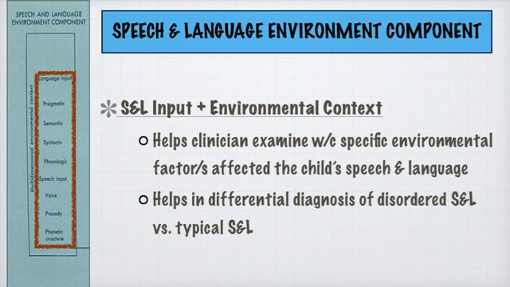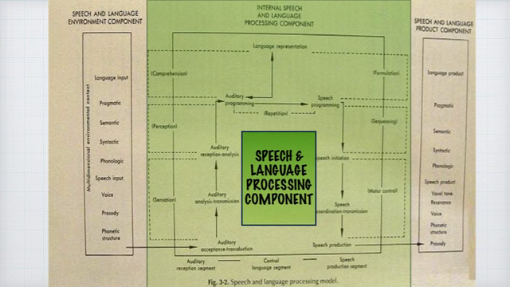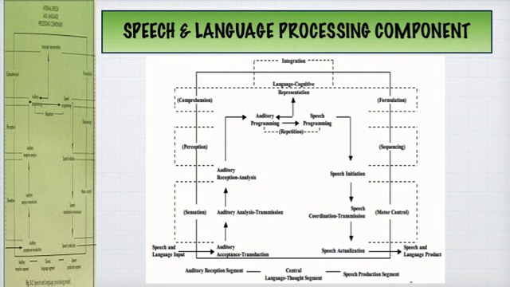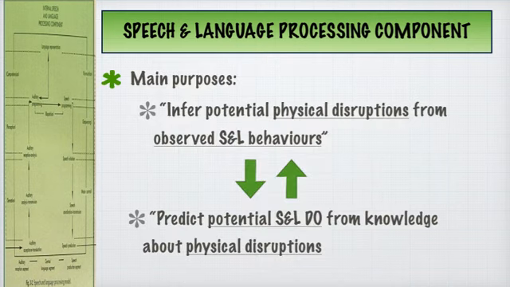Alright, so we're done with the speech and language environment component. Let's go with the speech and language processing component. So, this part is kind of long. This part is divided into 3 areas. Now, we will know later. So, the main purpose of the speech and language processing component is to infer potential physical disruptions from observed speech and language behaviors, okay, and predict potential speech and language disorders from knowledge about physical disruptions.